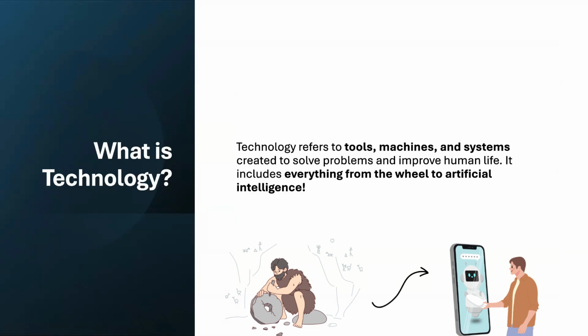What is technology? Now, by definition, technology refers to tools, machines, and systems created to solve problems and improve human life. It includes everything from the wheel to artificial intelligence. Now, technology impacts society with communications, such as phones, internet, social media. It allows that instant global connection.